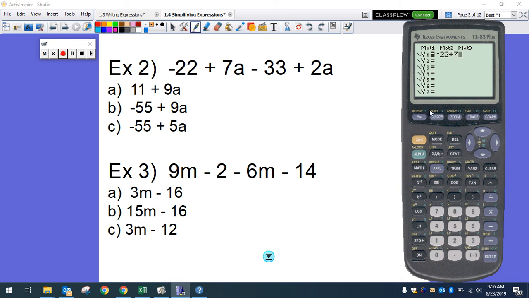Now, when you're using your graphing calculator, you always have to use an X, okay? So even though this says an A, I'm going to type in an X. So 7x minus 33 plus 2, but again, instead of A, I'm going to use an X. We're going to graph that. So this line is what I want my answer to look like, okay? So let's go try A.